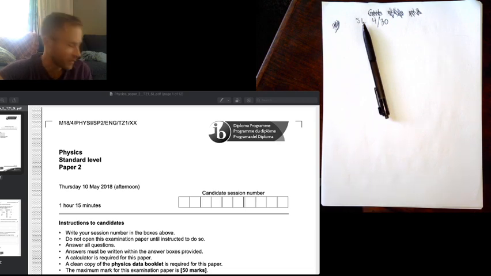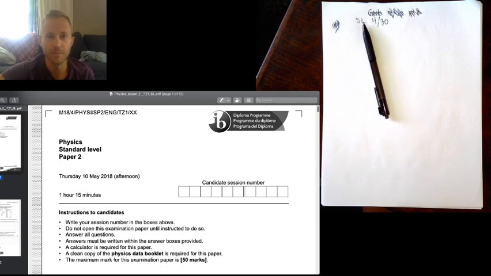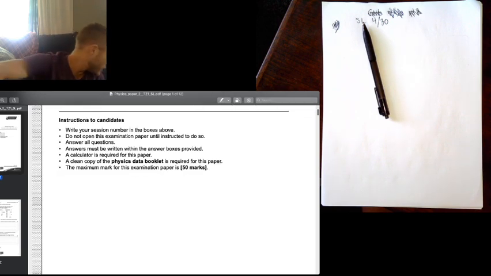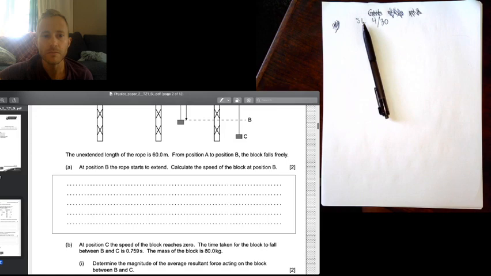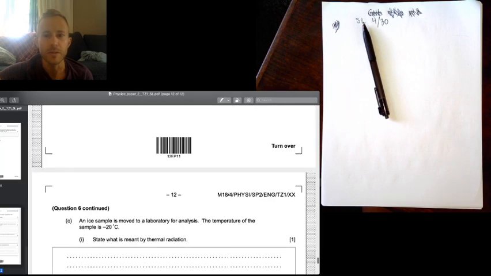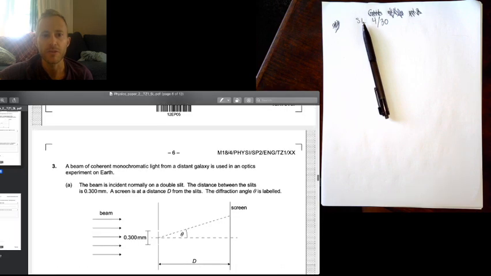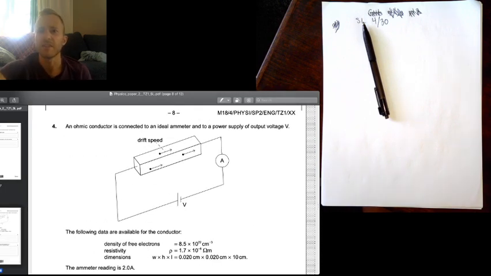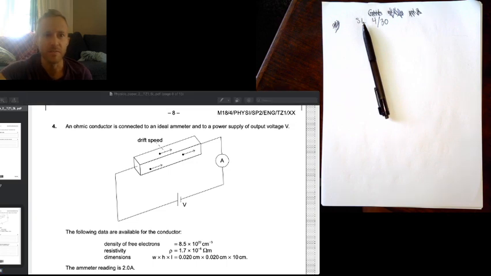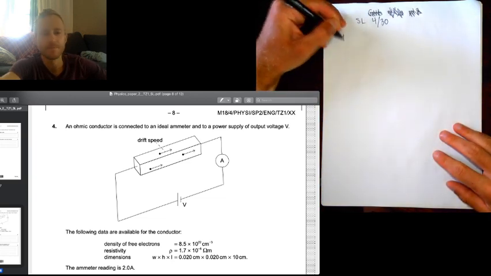So I've got two questions that we're going to do today from this paper 2. This is the May 2018 Time Zone 1, paper 2, and I'm going to be doing questions 4 and 6. I think this will be a pretty quick lesson today because it's just 2 questions. So we're doing question 4.